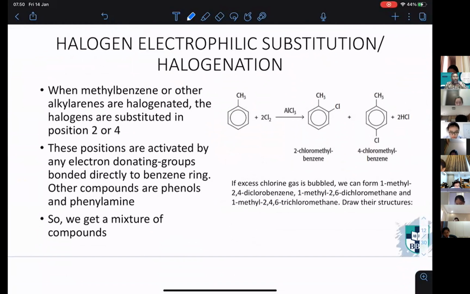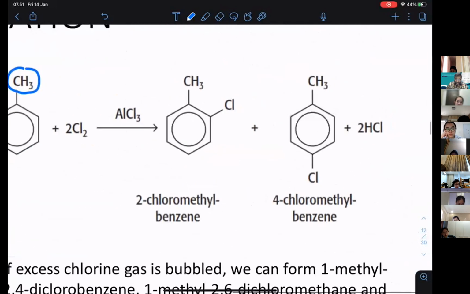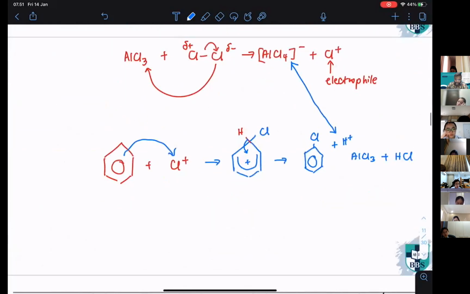But now you have methyl benzene. When methyl benzene or other alkyl arenes are halogenated, because methyl is an electron donating group, it is going to activate positions 2, 4, 6 normally. In this case it is going to substitute at position 2 and 4, and you are going to have a mixture of compounds, unlike just now, where only one Cl was formed.